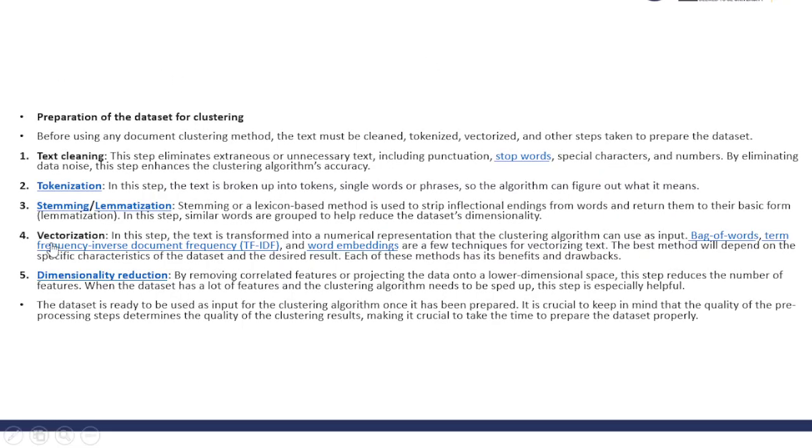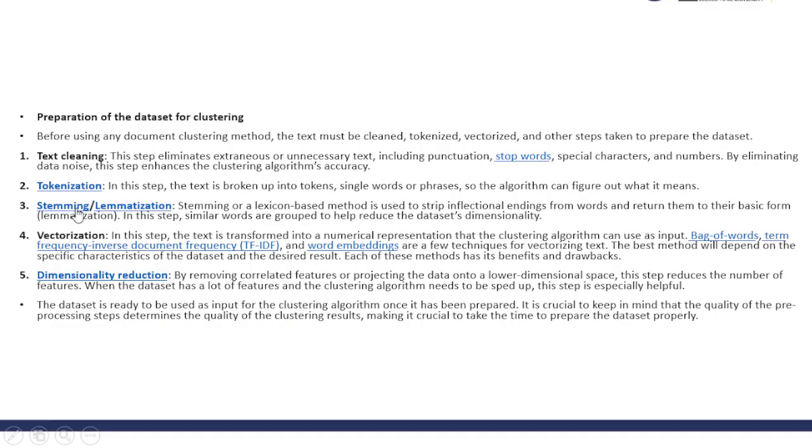So initially we have to prepare the data for clustering, and for this initially text cleaning needs to be done, that is removing of the unnecessary text including punctuation, stop words, special characters, numbers, all these are to be removed. Then tokenization needs to be done. Stemming or lemmatization can be done.